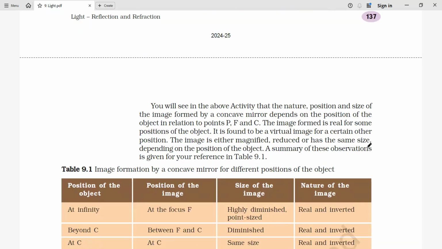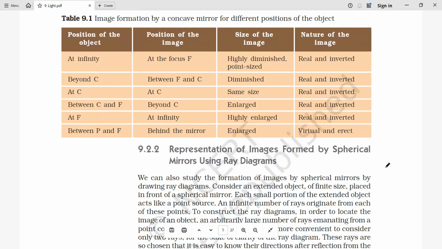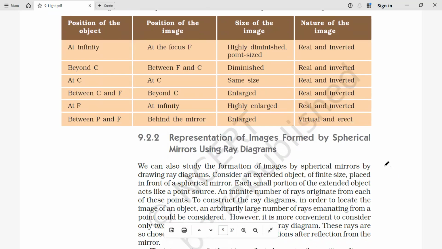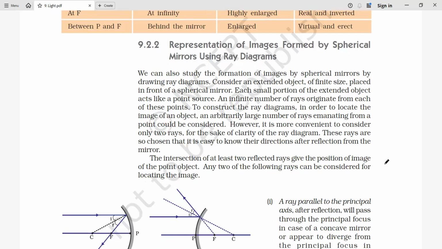So for the image formation, before saying this, we need to know what is the ray diagram. Okay, that ray diagram is actually important to understand how this formation of the image takes place. What is the rule behind this?